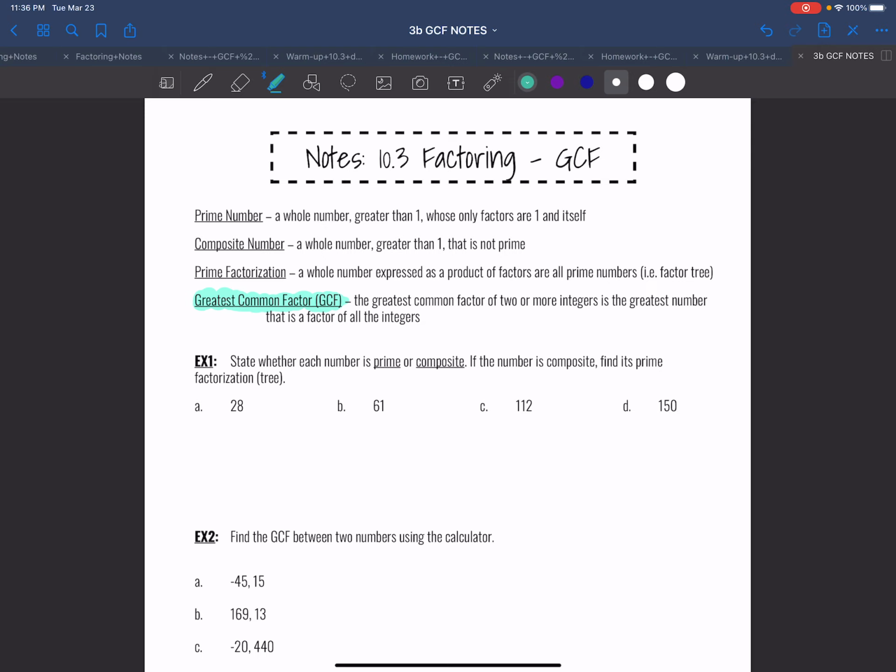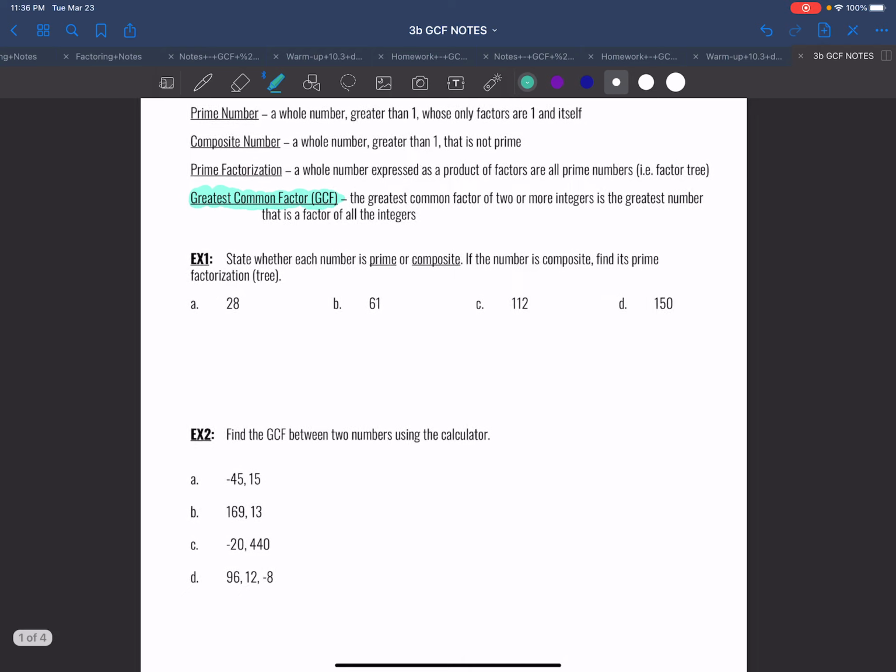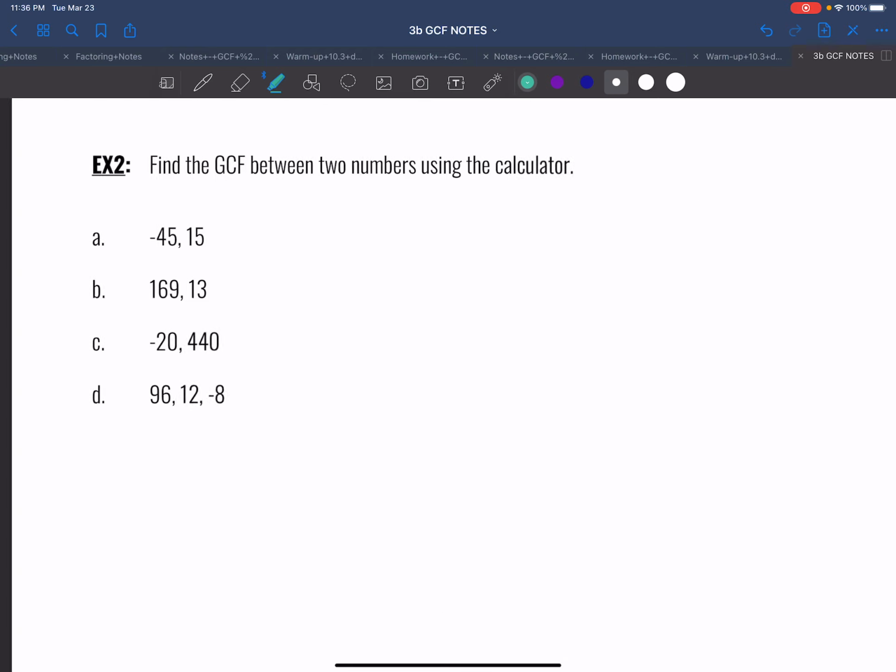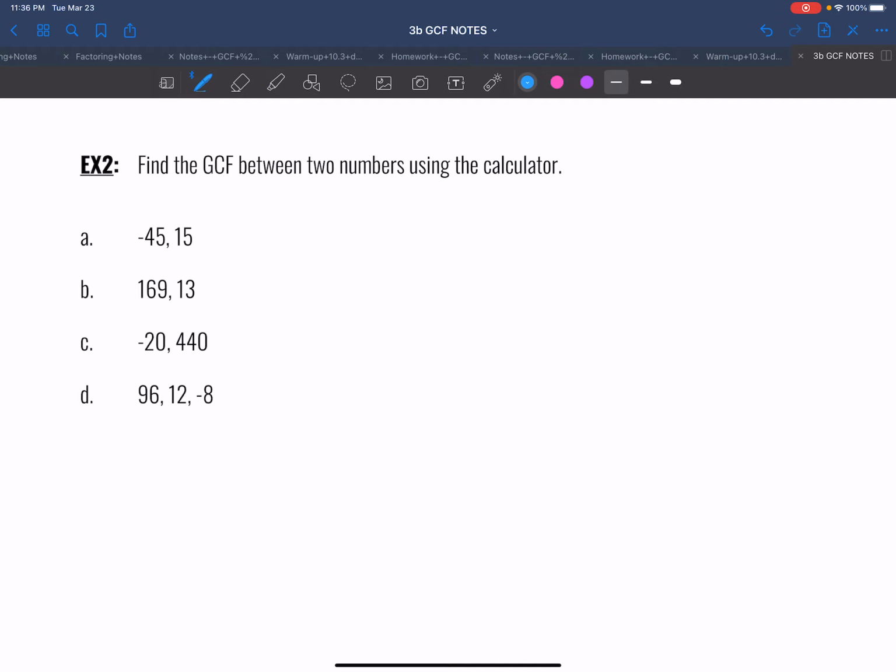The definition of that is, if you're trying to find the greatest common factor of two or more integers, it's the greatest number that is a factor of all the integers. What that basically means is if I'm comparing two numbers like, let's say, for example, negative 45 and 15, I want to find the biggest number that I can divide both negative 45 and 15 by evenly.